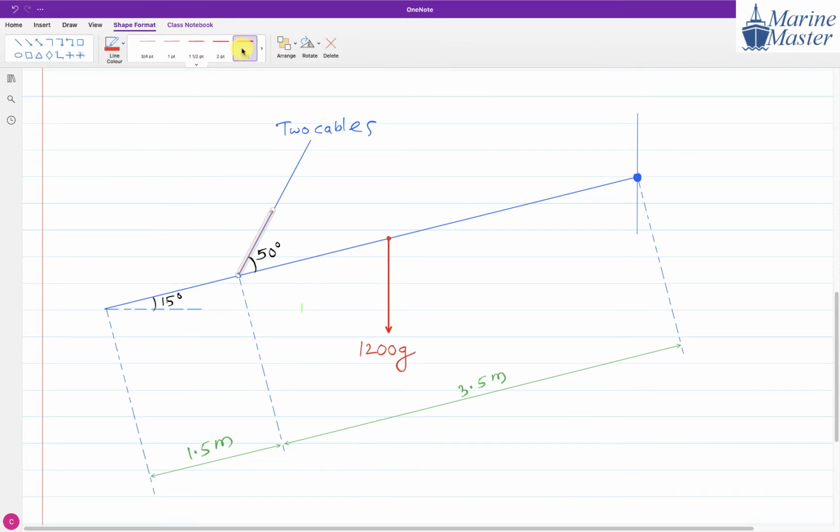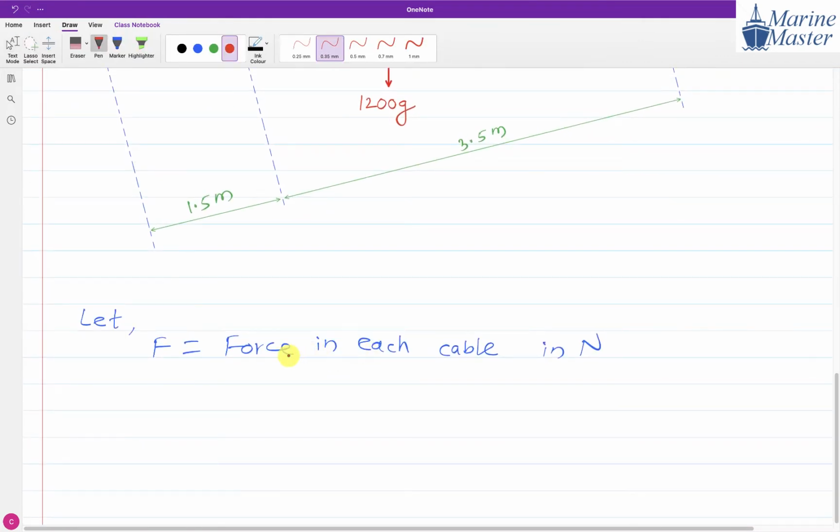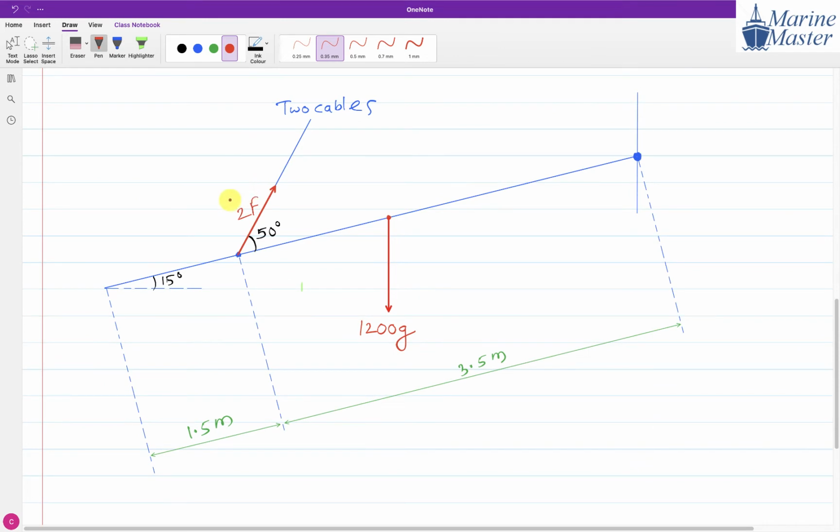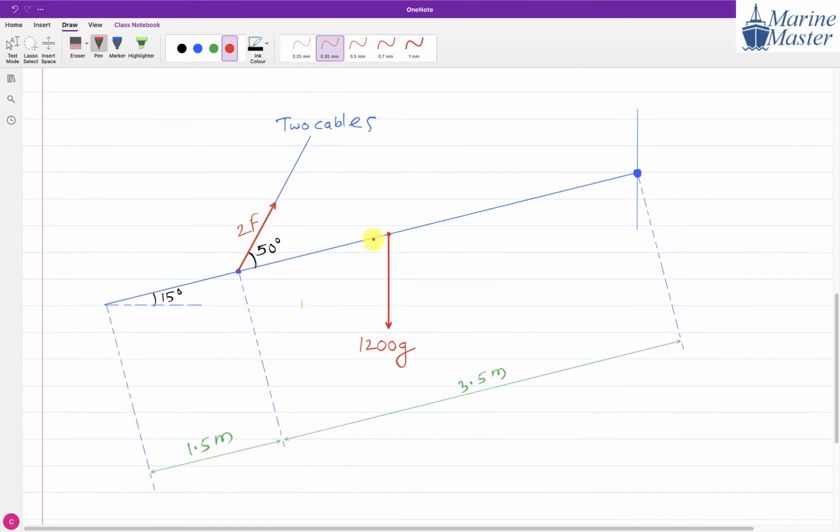If you observe carefully, here we have two cables. The force in each cable we considered as F. So the force in two cables will be 2F. So here we have two cables and the force in each cable is F, so the force in two cables will become 2F. Any doubt in this discussion?